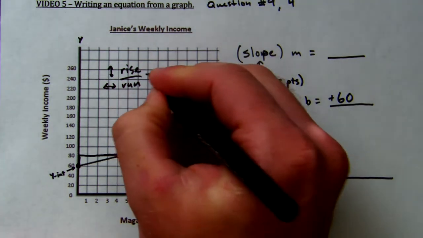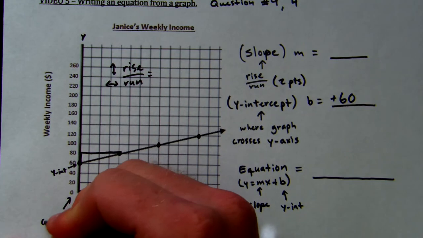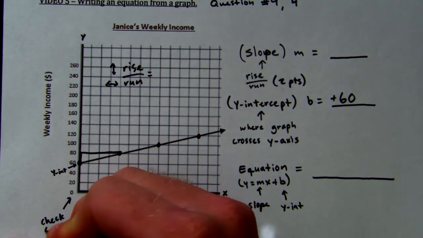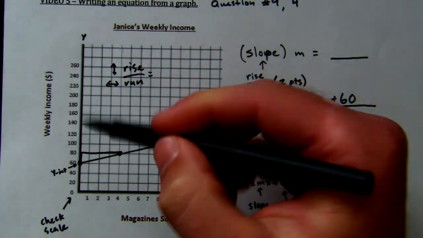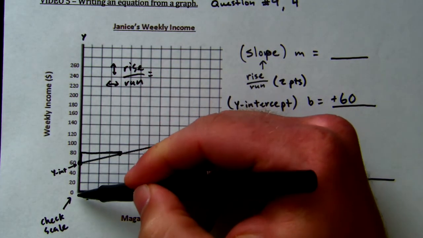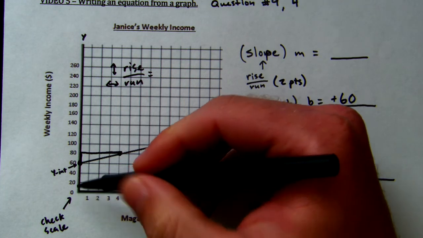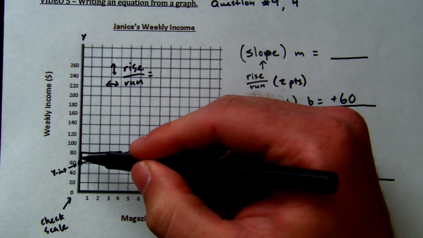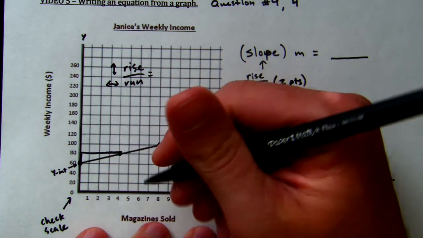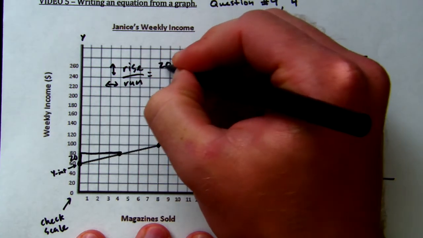Now, we need to tell what our rise is and our run is, but we have to do something very important. We have to check our scale, because you could potentially be tripped up. This is not 1. If we check our scale, each square goes up by how many? Oh, 0 to 20. Well, that's 20, so each square is 20. So this is not 1. If you put 1 here, that would not be a correct answer. This is actually 20. So our rise is 20.